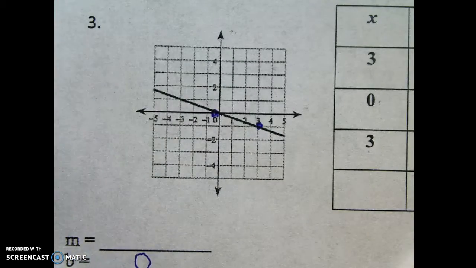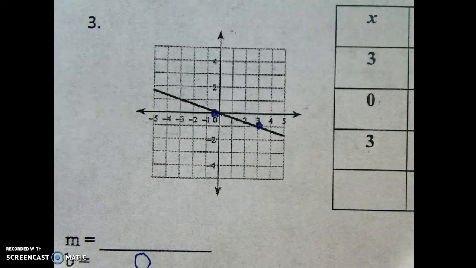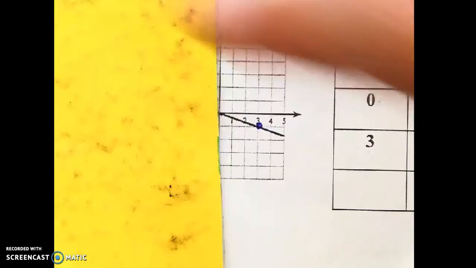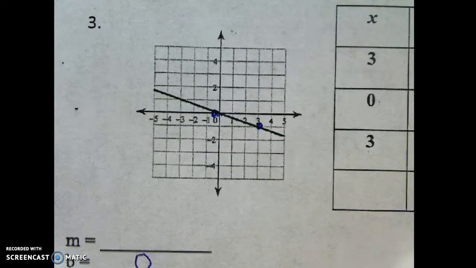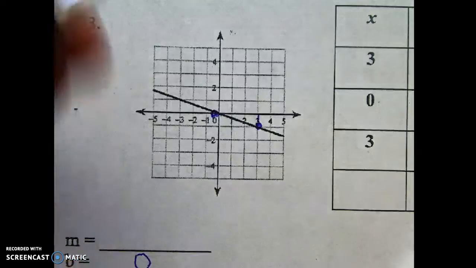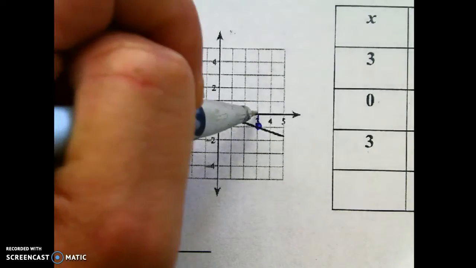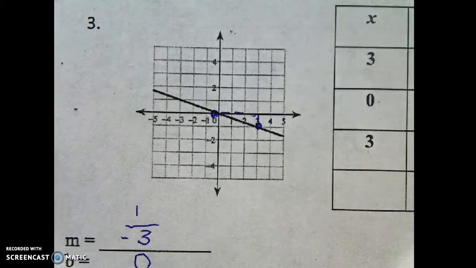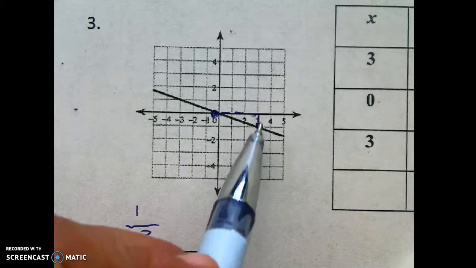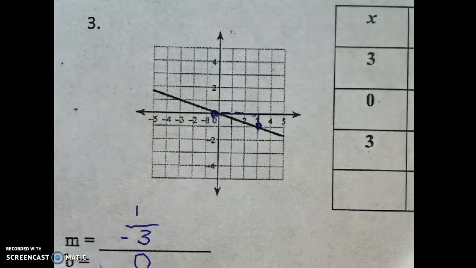I see my graph, if I cover it here, I can see that it's going downwards from the y-axis. Alright, so my slope is going to be negative. I went up 1, which is positive, and then I went to the left, which is negative. 1, 2, 3. Alright, one more time from the points, I go up 1 and to the left. 1, 2, 3. That gives me -3.